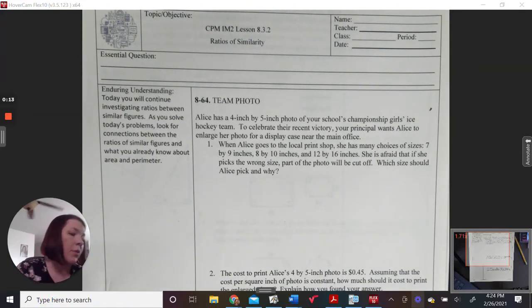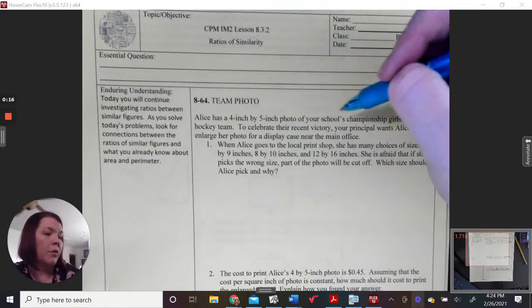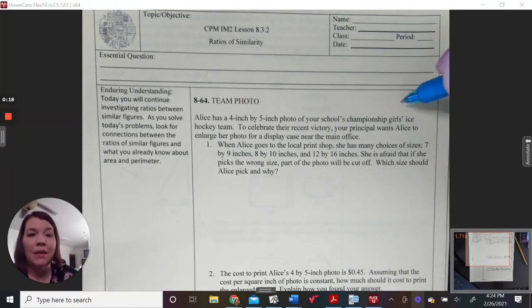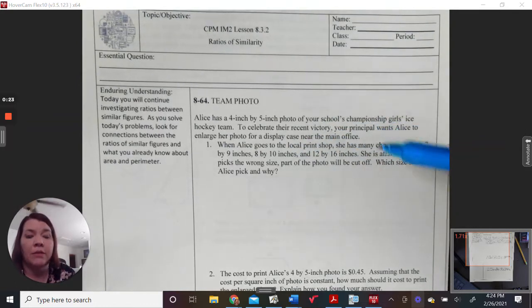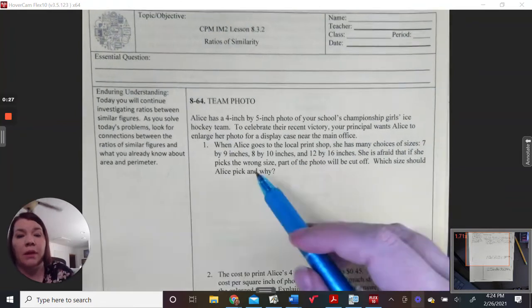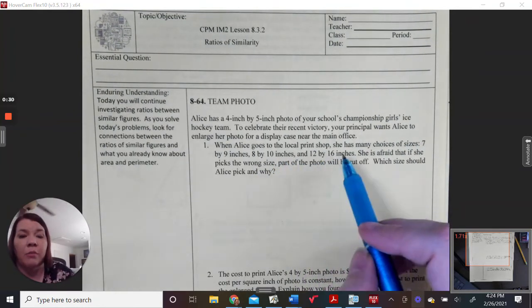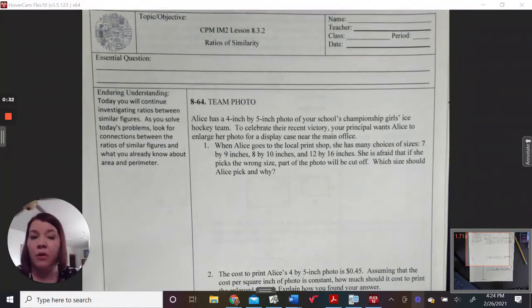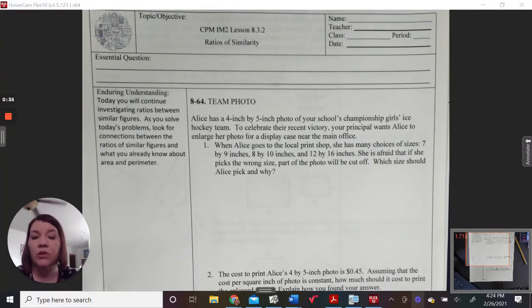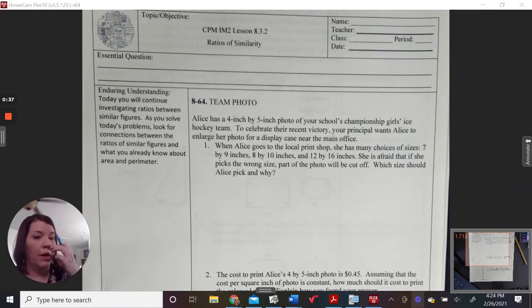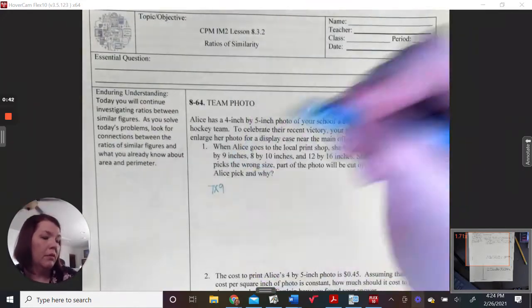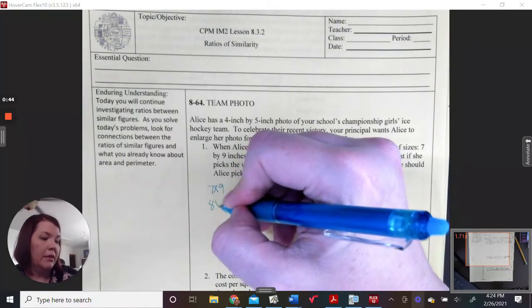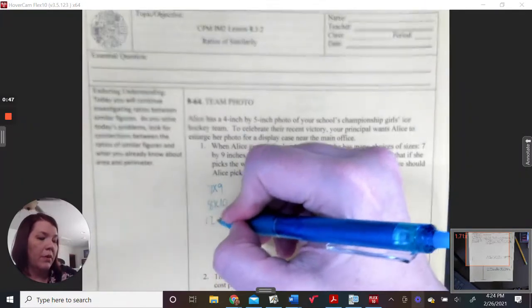So Alice has a 4-inch by 5-inch photo of your school's championship ice hockey team. To celebrate the recent victory, your principal wants Alice to enlarge her photo for a display case near the main office. When Alice goes to the print shop, she has many sizes of choice: 7 by 9, 8 by 10, and 12 by 16. She's afraid that if she picks the wrong size, part of the photo will be cut off. Which size should she pick, and why?